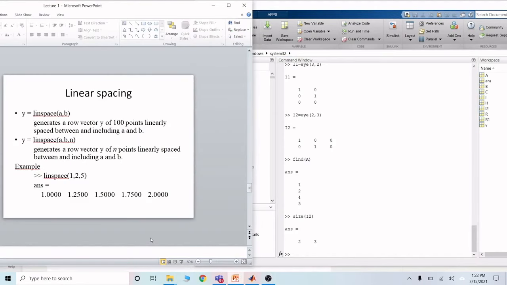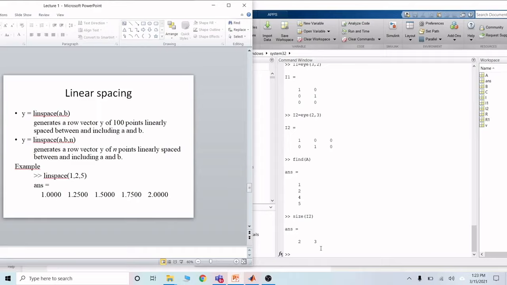Linear spacing. Linear spacing generates a row vector y. y is equal to linspace(a,b) generates a row vector y of 100 points linearly spaced between and including a and b. Okay, 100 points. y is equal to linspace(a,b,n) generates a row vector of n points linearly spaced between and including a and b.